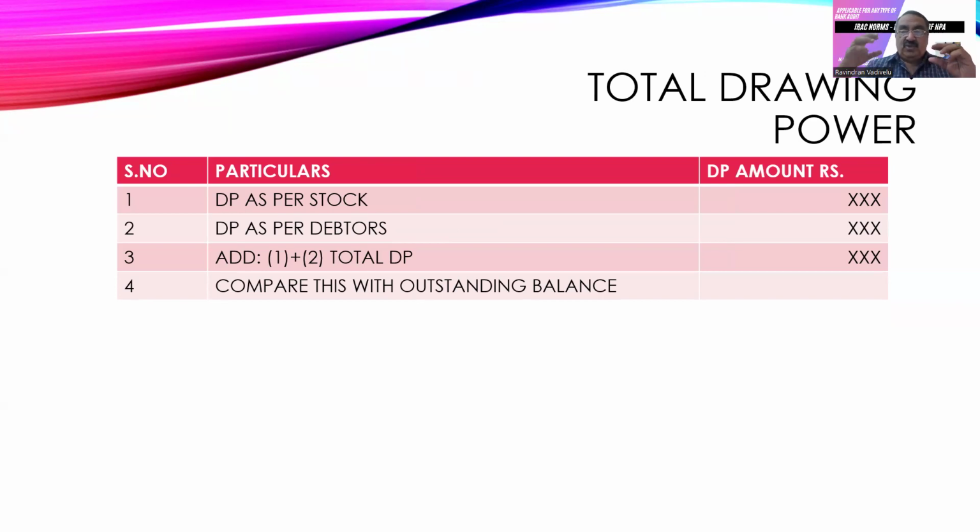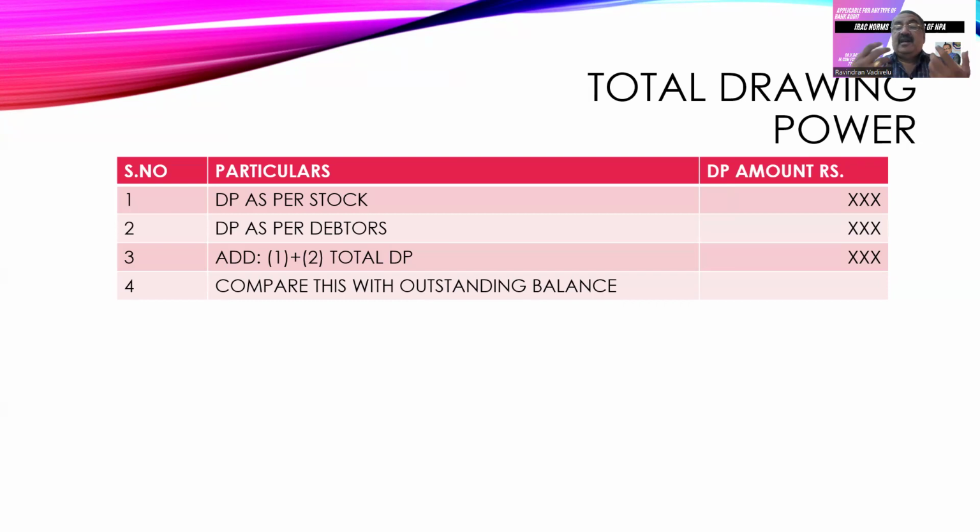Now go to the outstanding balance. You compare the drawing power with the total outstanding balance. If the outstanding balance is below the drawing power, then it is okay, normal. If the outstanding balance exceeds the drawing power, then penal interest has to be applied. This is with reference to the applicability of penal interest. But if it is in continuous excess for more than 90 days, then that account will become NPA. This is according to me.